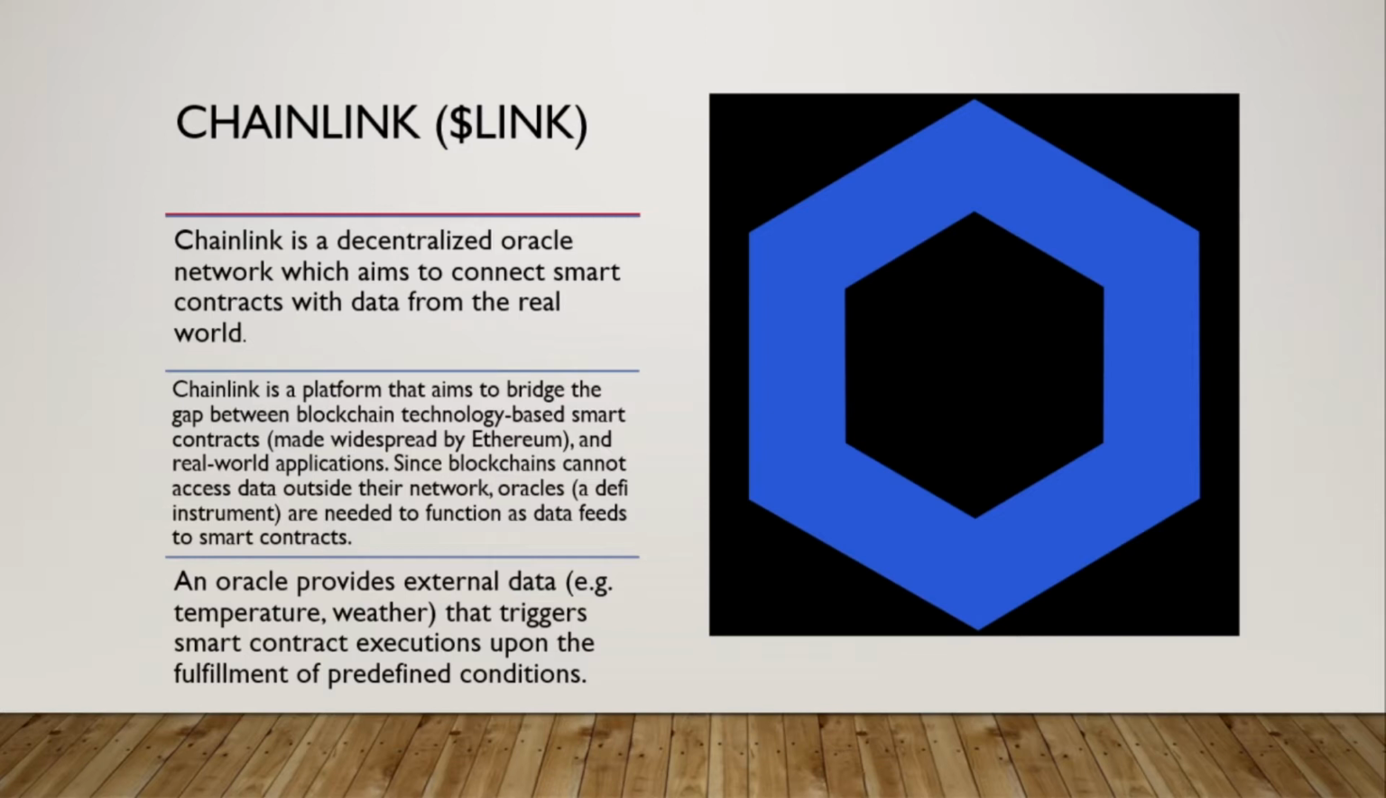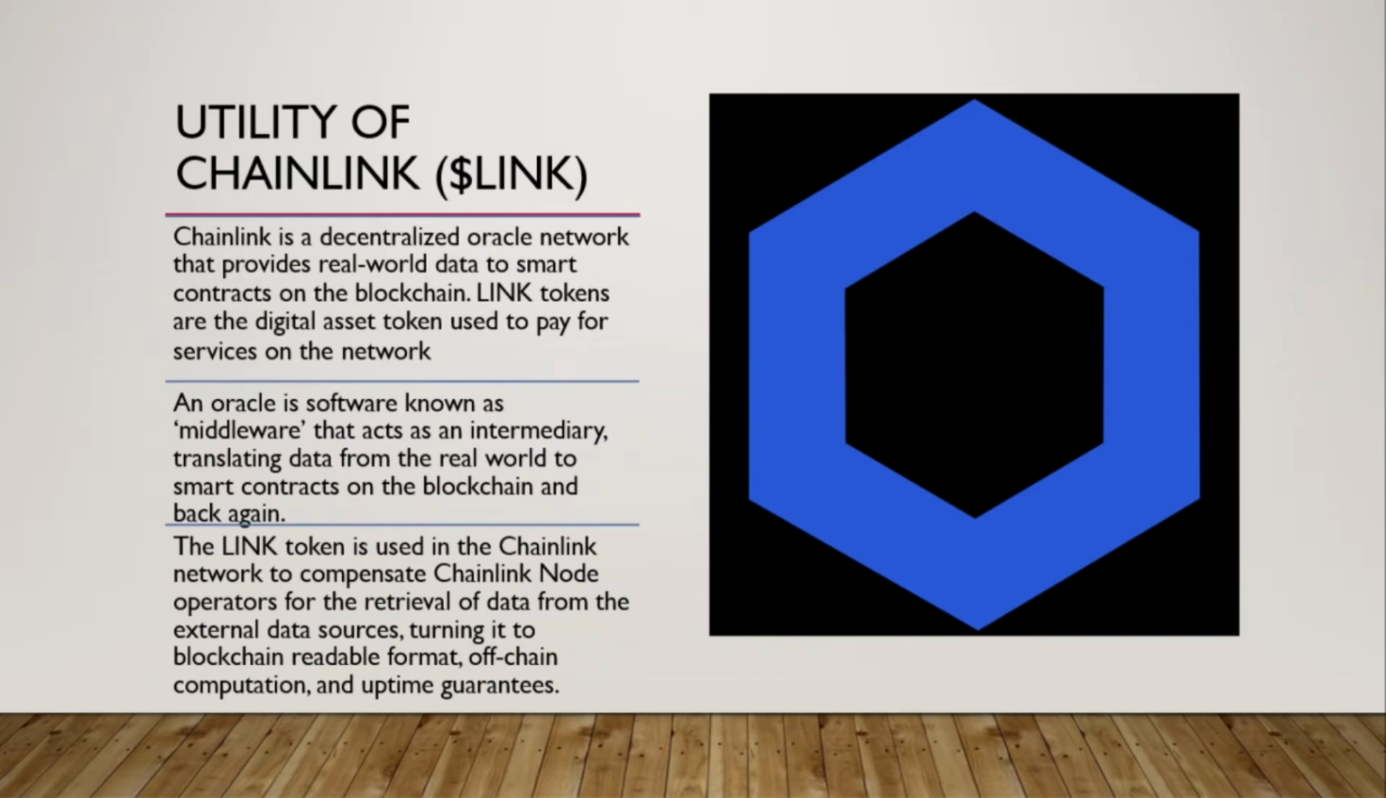An oracle provides external data, like the temperature or weather, that triggers smart contract execution upon the fulfillment of predefined conditions. The utility of CHAINLINK. CHAINLINK is a decentralized oracle network that provides real-world data to smart contracts on the blockchain. Link tokens are the digital asset token used to pay for the services on the network.